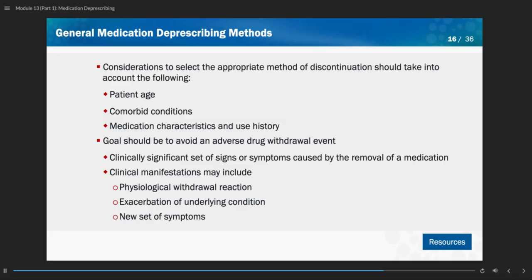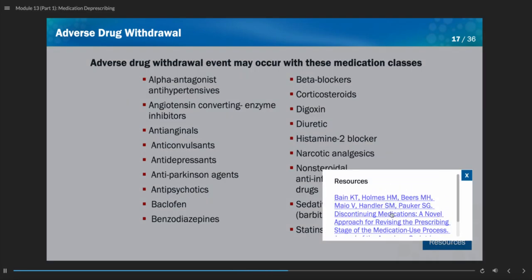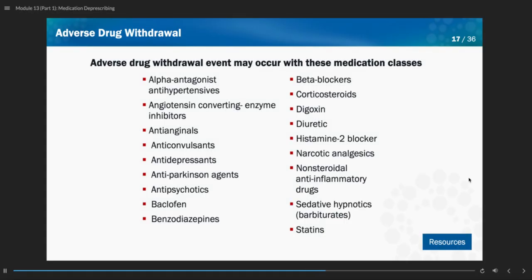So clinical manifestations of these adverse drug withdrawal events can include physiological withdrawal reactions, exacerbations of underlying conditions, and even new onset of symptoms. With traditional medicine, we have examples of medication classes that may be involved with adverse drug withdrawal events. We want to highlight the lack of deprescribing evidence in lifestyle treatment, and this really does impact the effect that this can have on our previous knowledge or studies. These classes of medications may not have the same level of, or even a, withdrawal event in lifestyle medicine in the same way they do in traditional medicine.